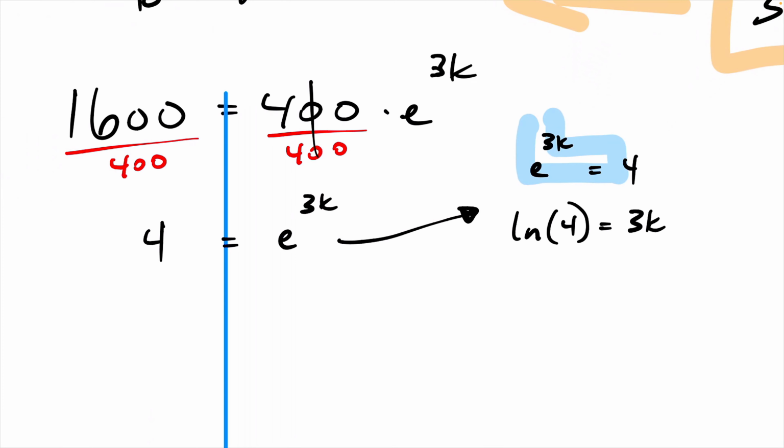How do I solve for k? Divide by 3. So you can divide by 3 or you can put 1/3. Up to you.